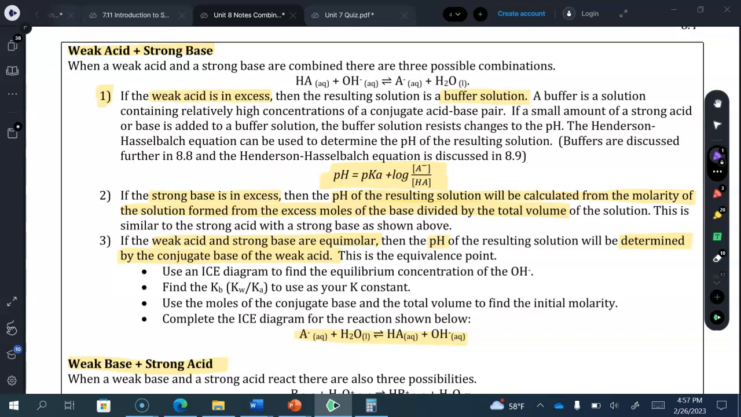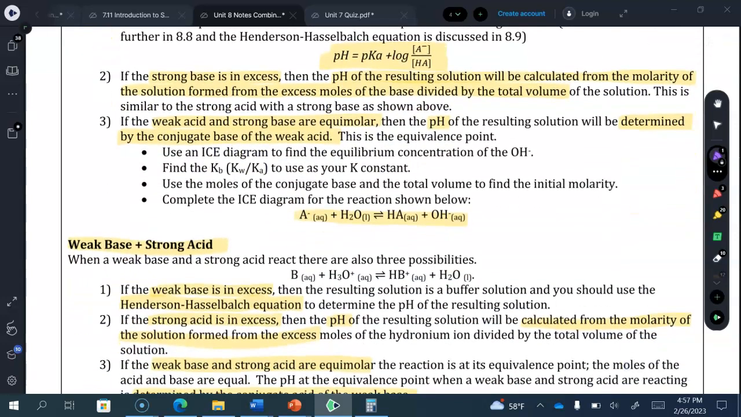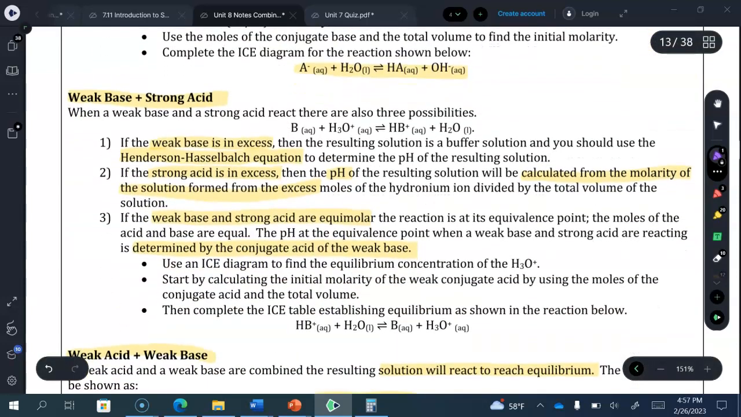If we have equal molar amounts of weak acid and base, then the pH of the resulting solution is determined by the conjugate base of the weak acid, because that is the species left in the solution at the end when all the reaction is done, but it forms an equilibrium state with its conjugate acid. So you have to do some back calculations to figure out its pH, and the steps are given below. You ICE table, you determine Kb because Ka is usually given, and use the moles of the conjugate base and total volume to find the initial molarity. And the ICE table skeleton or base equation is given to you there.